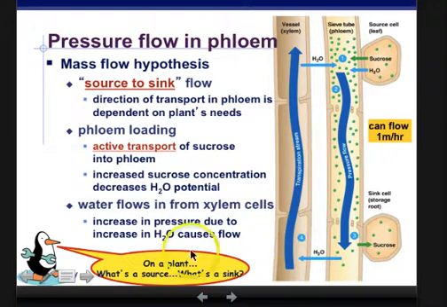Okay, so the key thing that the penguin is pointing out to you is to know what a source and what a sink is. So a source is something like a leaf that does a lot of photosynthesis and produces sugar, or a cell that does a lot of breakdown of starch. And a sink is a fruit or a bud which can store sugar.